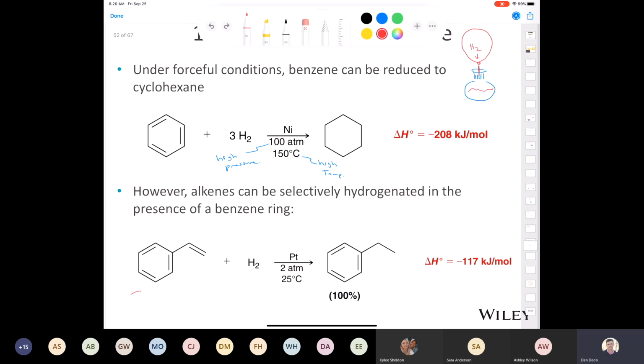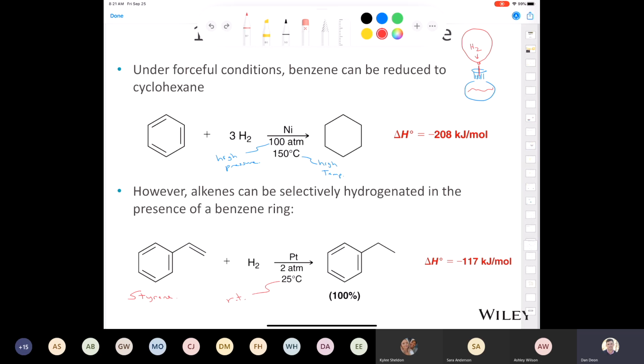So you probably remember this guy right here. This is styrene. If you take styrene and you hydrogenate it, so treat it with hydrogen, at 25 degrees Celsius, that's room temperature pretty much, and at 2 atmospheres, again, that's only double atmospheric pressure, it's not very high pressure, you can just selectively hydrogenate that vinyl group. So you can selectively hydrogenate this alkene and keep the aromatic ring intact, all right?